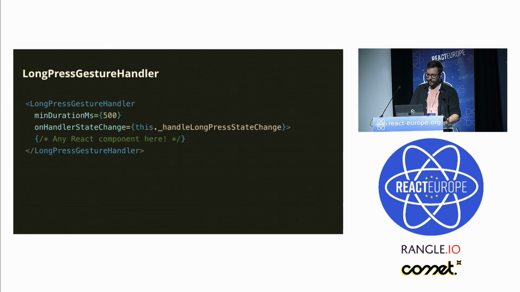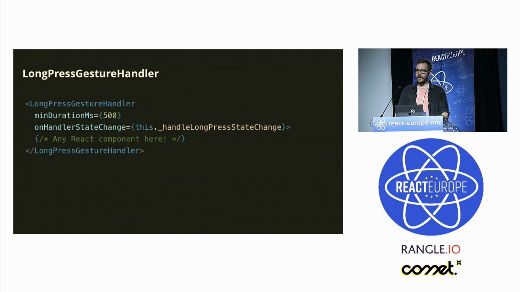So the next gesture handler we'll look at is LongPressGestureHandler. As you can see, the API for these handlers looks kind of familiar between one and the other. Rather than being called tap, it's called long press. It's a component. It has a prop called onHandlerStateChange, and in response to the handler state change, you initiate some action.